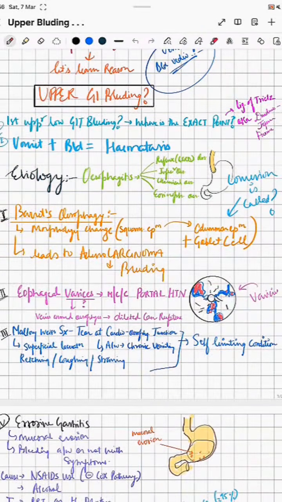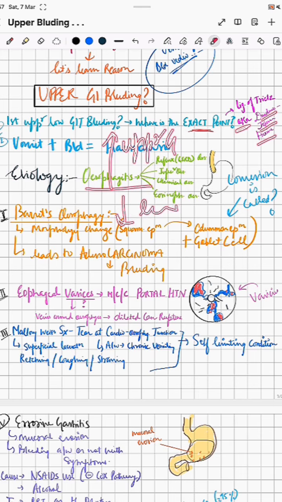So first, of course, we know that we have upper and lower GI bleeding. We'll define it by the exact position, whether it is upper or lower. There is the ligament of Treitz, which is also known as the duodenojejunal flexure. This is the point where the upper part is called upper GI and the lower part is lower GI.